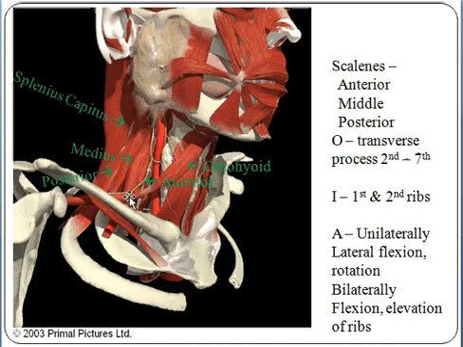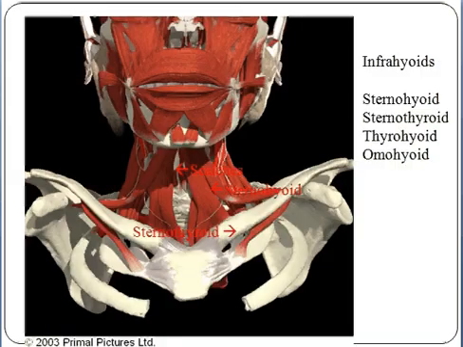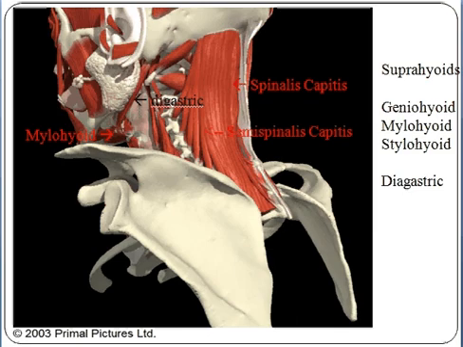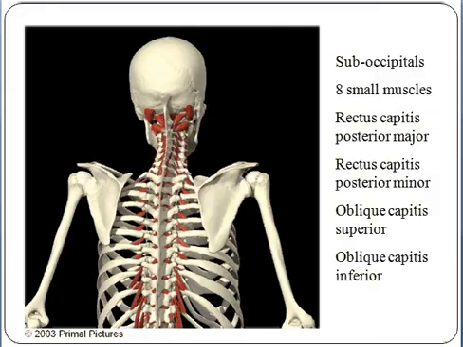Again, picture of the hyoids. These are the infrahyoid muscles. And these are some of the suprahyoid, also with the spinalis capitis and the semispinalis capitis muscles showing here. This is the posterior view of the suboccipitals. These are the 8 small muscles that allow you to tilt and move your head in very fine movements. Again, you only need to know that there are 8 suboccipitals, 4 on each side.